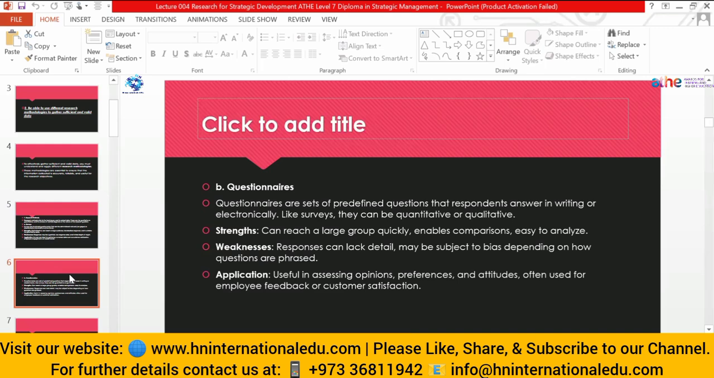Then questionnaires. Questionnaires are sets of predefined questions that respondents answer in writing or electronically. Like surveys, they can be quantitative or qualitative. Surveys were only dealing with the quantity, whereas questionnaires deal with both aspects. They can reach a large group quickly, enable comparisons, and are easy to analyze.